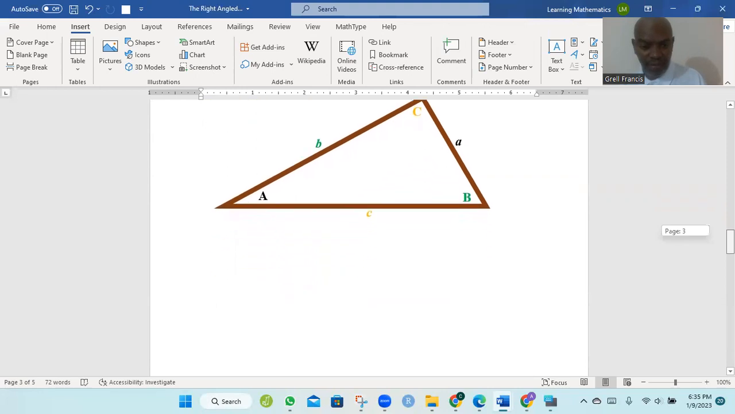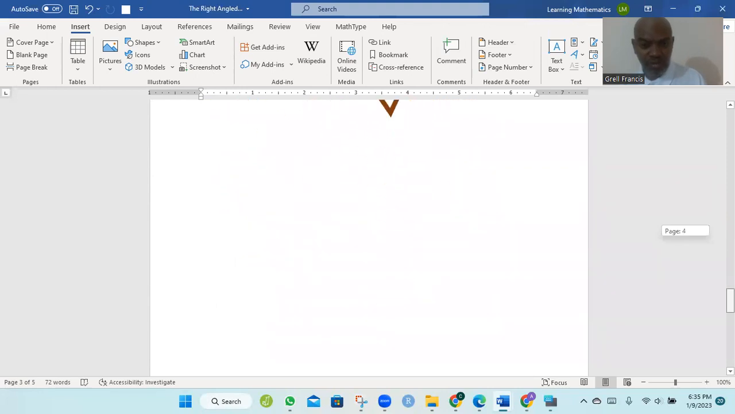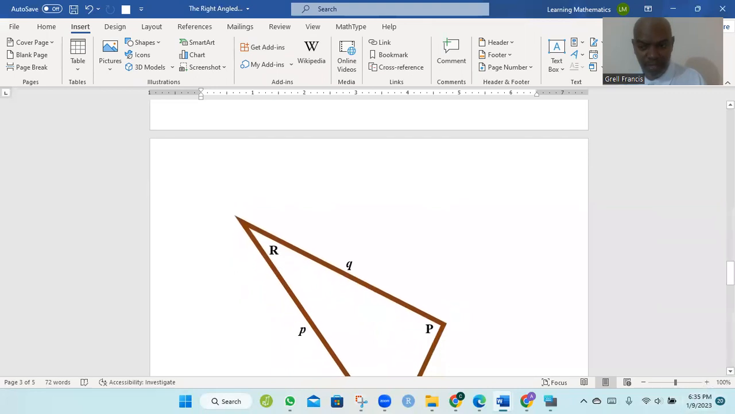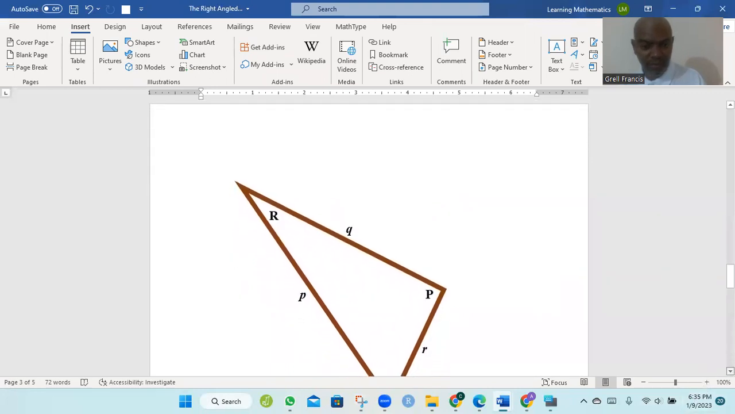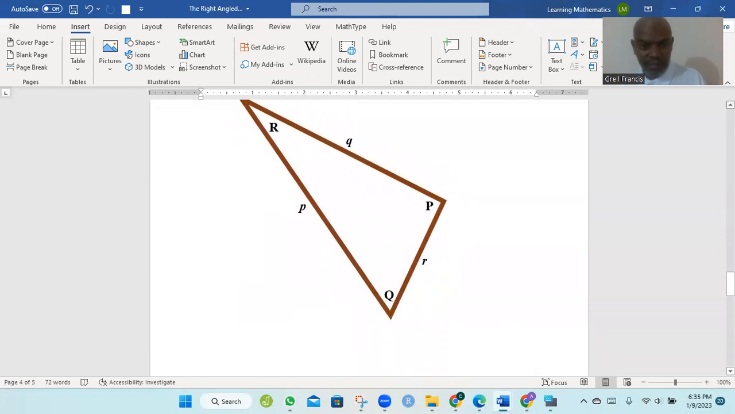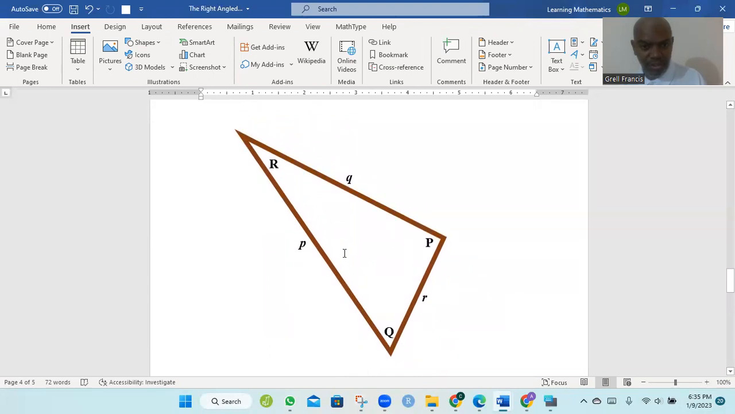Here's another example with the use of P, Q and R. And as you can see, side r is opposite to angle R, side p is opposite to angle P, side q is opposite to angle Q. Sides are given the lowercase and the angles are given the uppercase in the labeling.